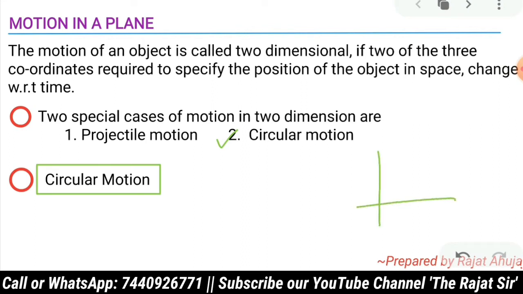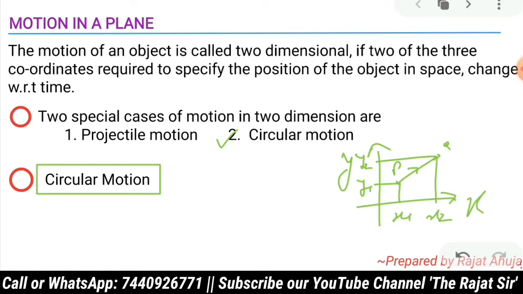We already know that to represent motion in a plane we have to draw a plane. For example, this is the xy plane and the object changes its position from one point to another, then both x and y coordinates are changing. So we are moving from this position to this position where both x and y coordinates are changing. That's why it is called motion in a plane. Circular motion is also an example of motion in a plane, and projectile motion we have already covered in our previous lectures. You can also refer to that. So let's talk about circular motion today.